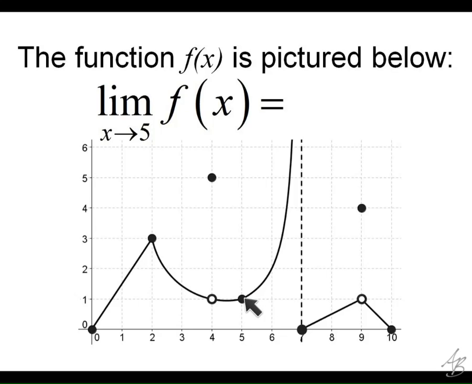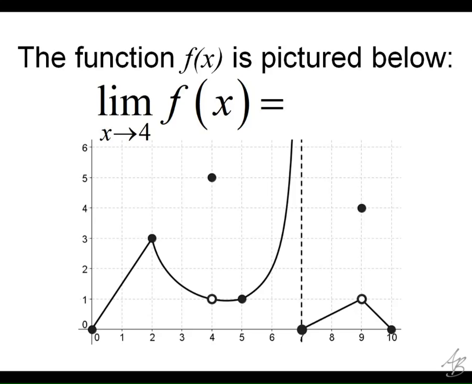Now, even if it wasn't defined at 5, let's say I took this point and moved it up here and just had a hole there, the limit would still be 1, right? Because of what's happening around it. Okay? What about when x approaches 4? We just talked about this one. It's going to be 1 still.